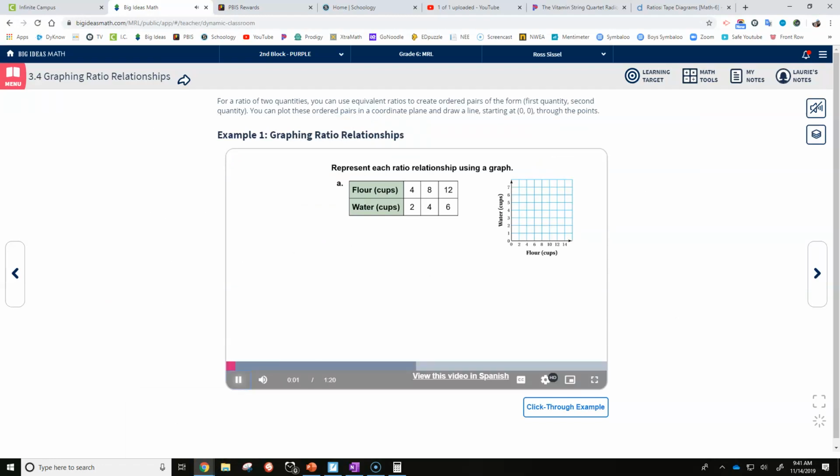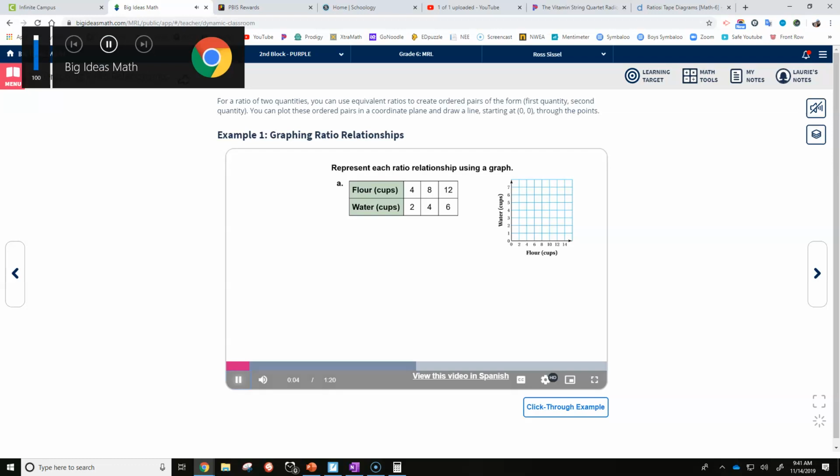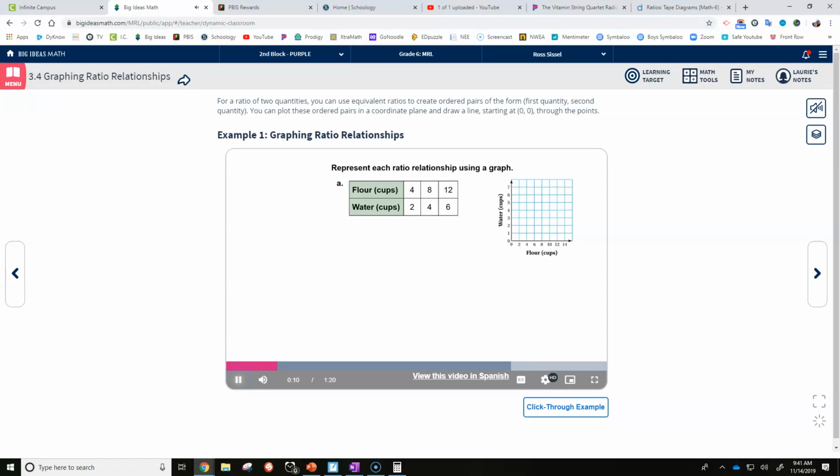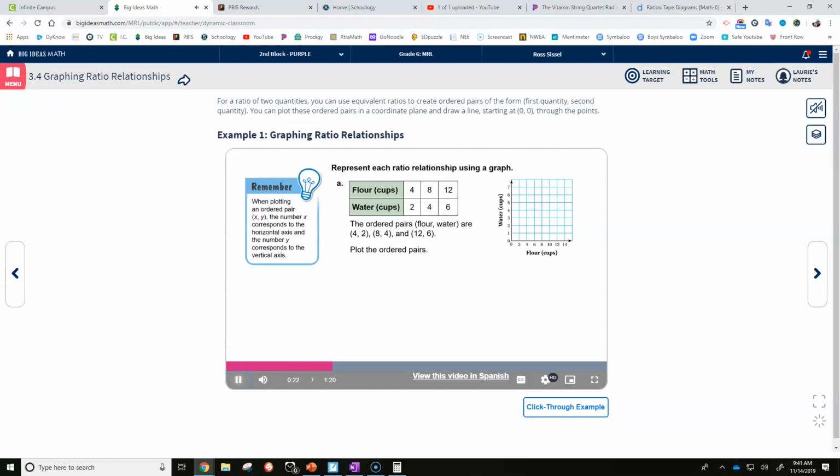Represent each ratio relationship using the graph. Part A. Use the equivalent ratios 4 to 2, 8 to 4, and 12 to 6 to create ordered pairs. The ordered pairs are 4, 2, 8, 4, and 12, 6. To graph the ratio relationship, start by plotting the ordered pairs. Remember, when plotting an ordered pair x, y, the number x corresponds to the horizontal axis and the number y corresponds to the vertical axis. Plot 4, 2, 8, 4, and 12, 6. Then, start at 0, 0 and draw a line through the points. This graph represents the ratio relationship from the table.